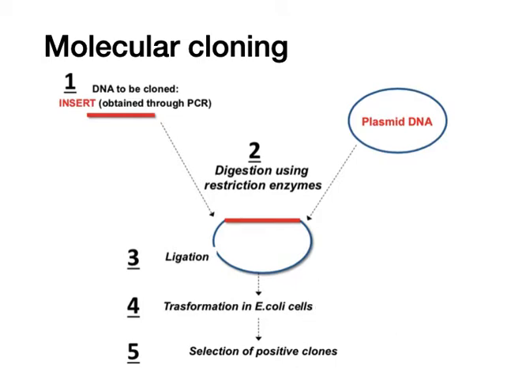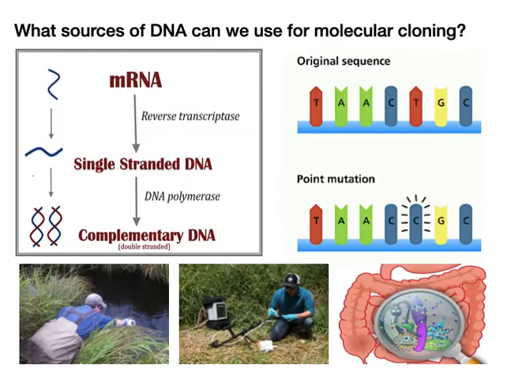So let's try to elaborate more about each step by using some pictures and schematic representations. For the source of DNA for molecular cloning, usually we get a normal DNA. But in some cases, it would depend on the nature of your experiment or your study. We can actually get a complementary DNA, which is designed from an mRNA template.